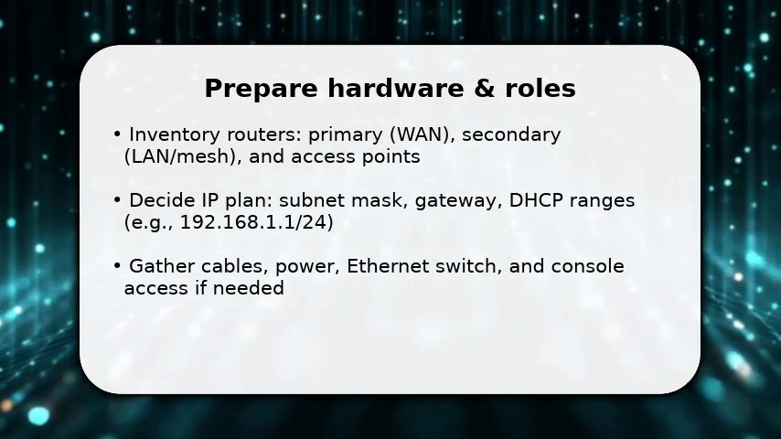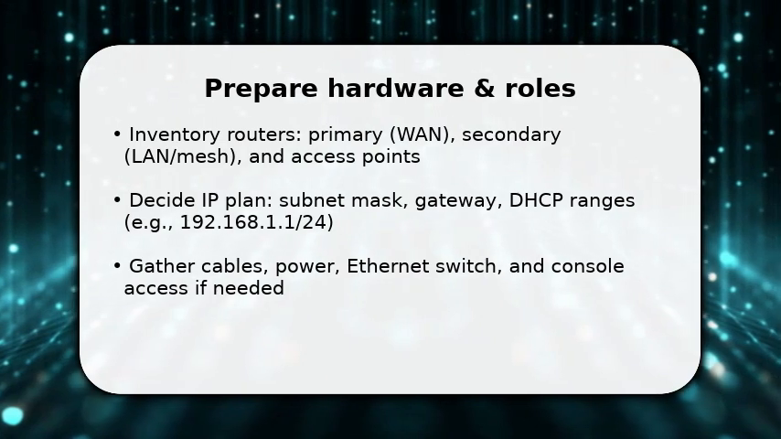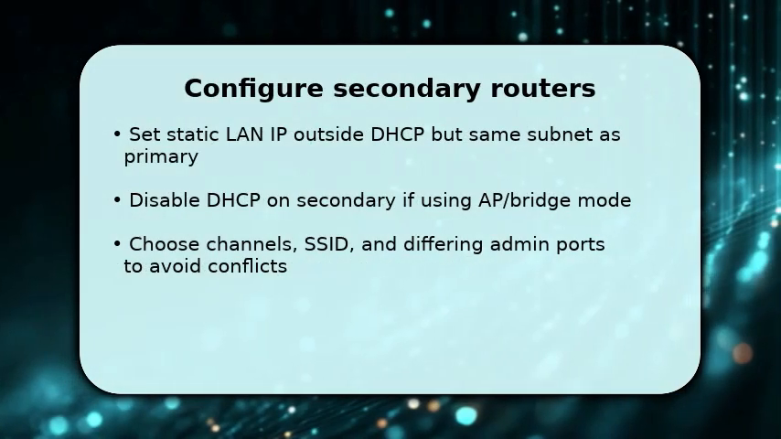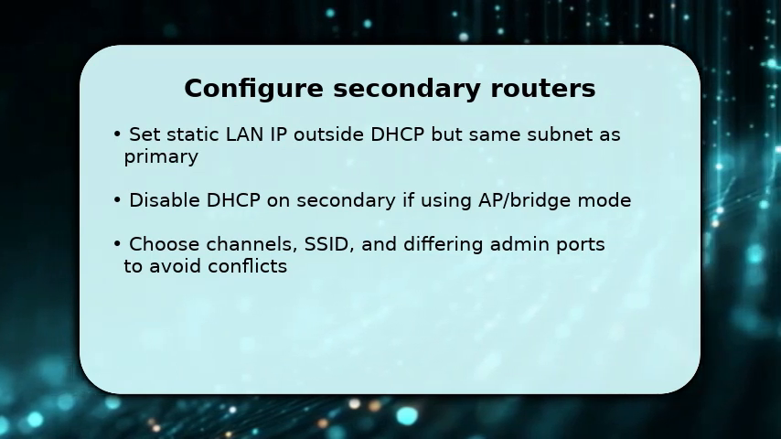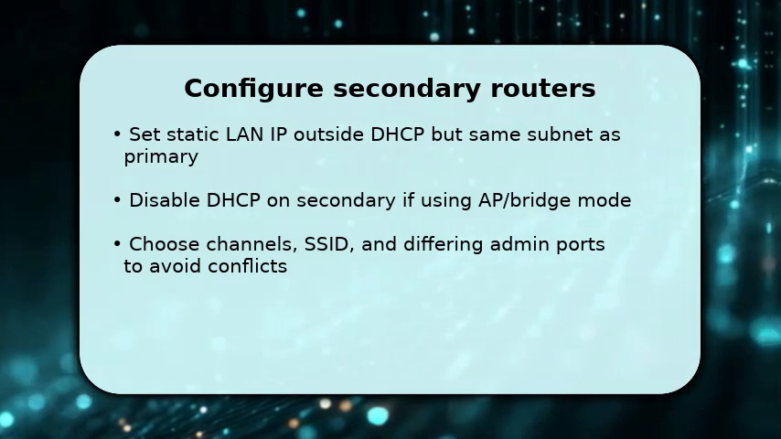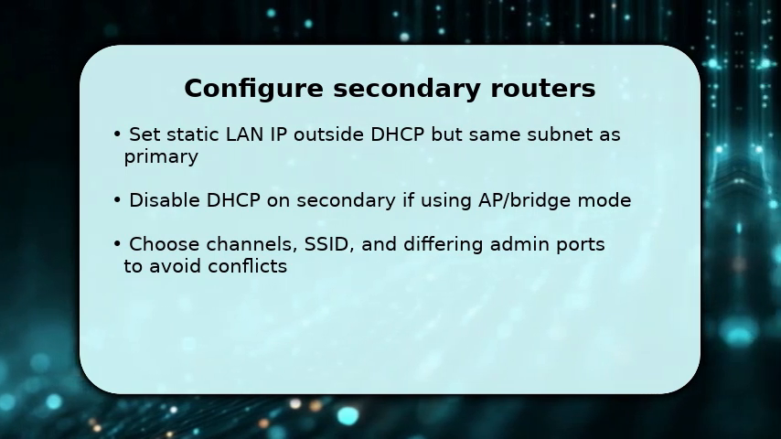Now configure the secondary routers for their roles. If they are access points, disable DHCP and set a static IP in the primary subnet. If they are routers, use a different LAN subnet and enable WAN connection.